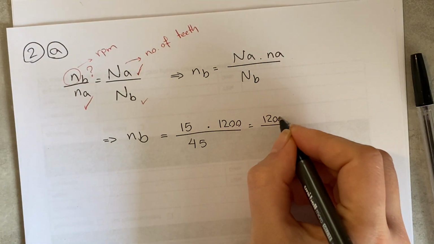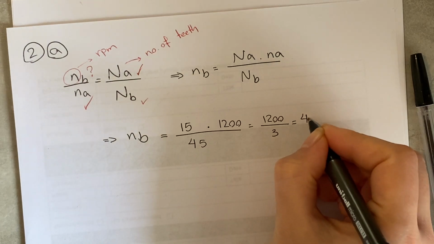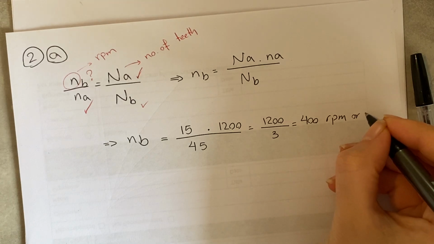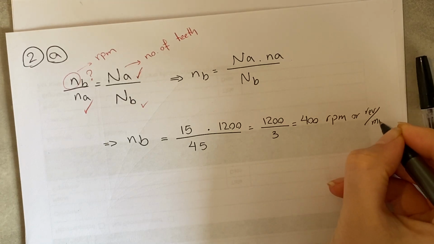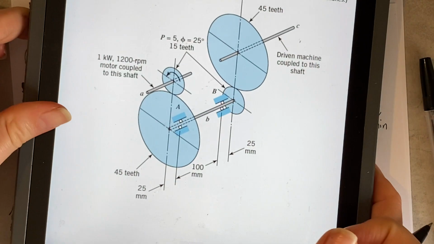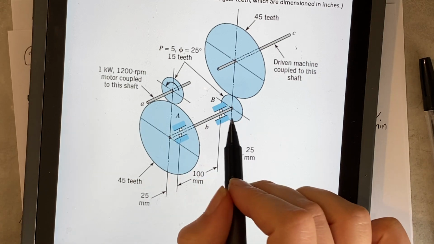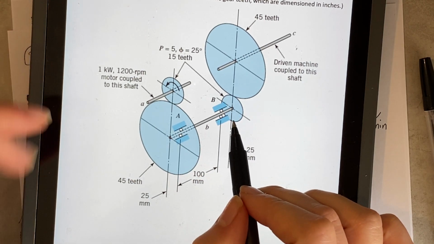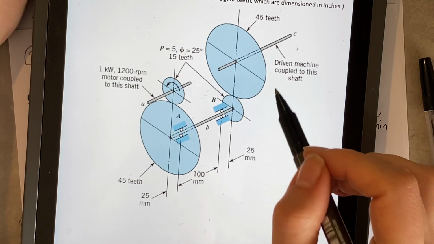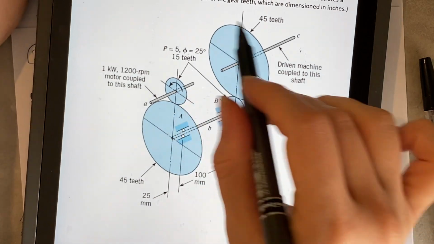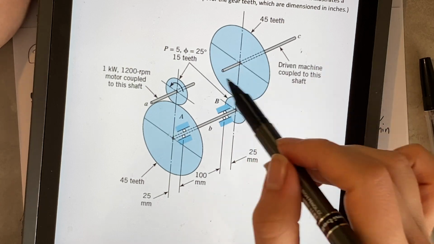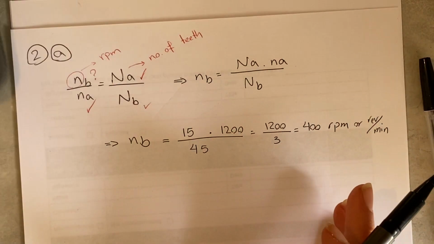So 400 RPM, or revolutions per minute. How about C? So this gear and this pinion, they both rotate with an RPM of 400, and we need to use the same formula to find the RPM of shaft C.